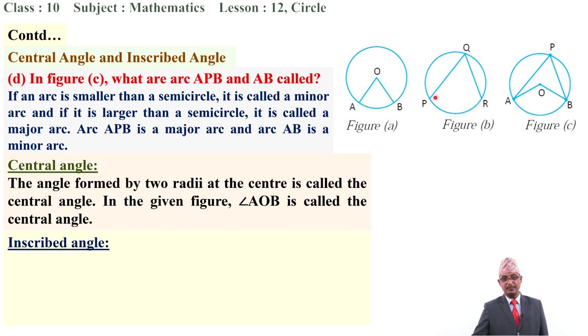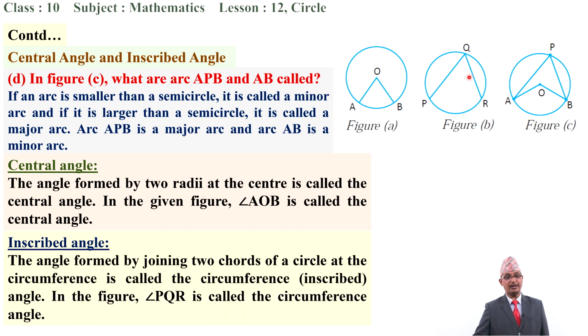Inscribed angle is an angle made at the circumference and made by two chords. So how can you define it? The angle formed by joining two chords of a circle. Look here, PQ is one chord, QR is another chord. And by joining two chords of a circle at the circumference Q, it is called angle at the circumference or inscribed angle. In this figure, that is in figure B, angle PQR is inscribed angle or angle at the circumference.